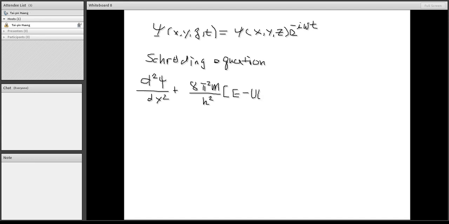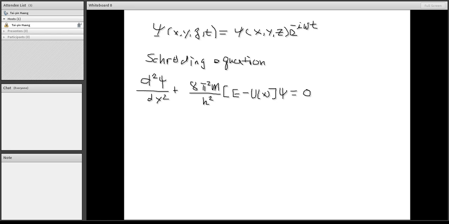The potential is usually a function of position, and then times the wave function psi again. That whole thing is equal to 0. So this is the one-dimensional time-independent Schrodinger's equation, a second-order differential equation. We can use Schrodinger's equation to describe how a particle behaves. So let's say you have an electron.